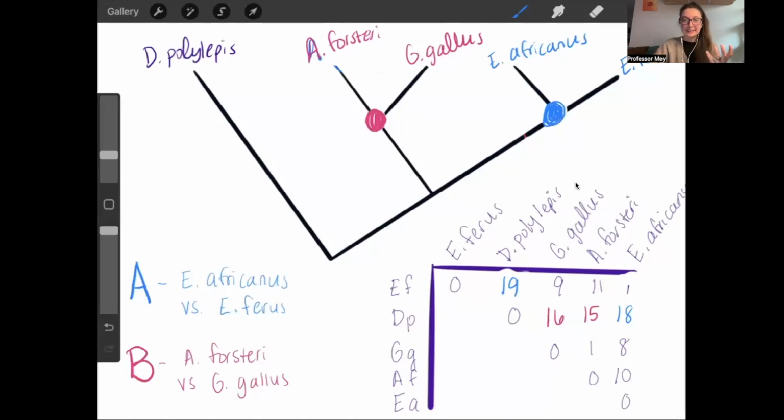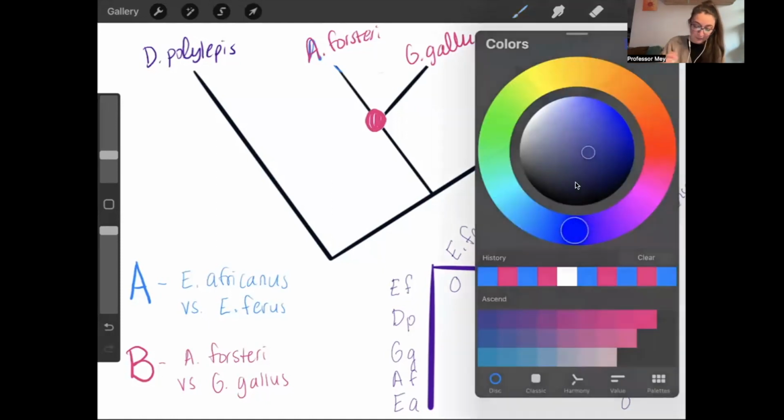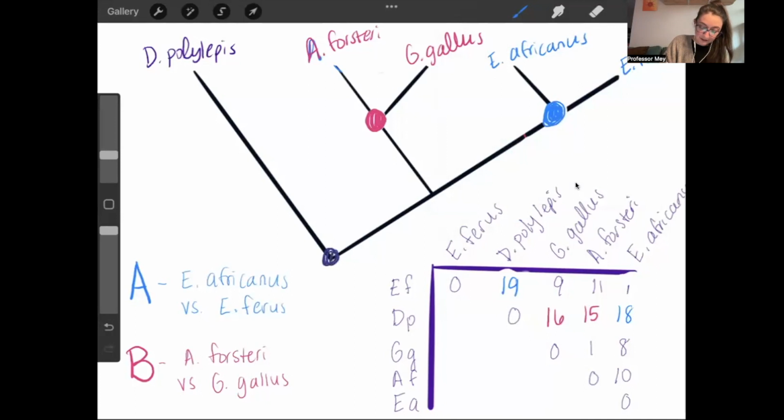Now, always sit and think, does this make sense? Again, if you look at the table, the most amino acid differences among taxa are found between D. polylepis and all other taxa. So it makes sense that they are the evolutionarily oldest split right here. Okay, they have the most amount of differences. And then look at the ones that are the opposite end of the spectrum. D. polylepis had the most differences with your E. africanus and your E. ferus, which is why they are on the distal part of the tree, because they are the most different, right?